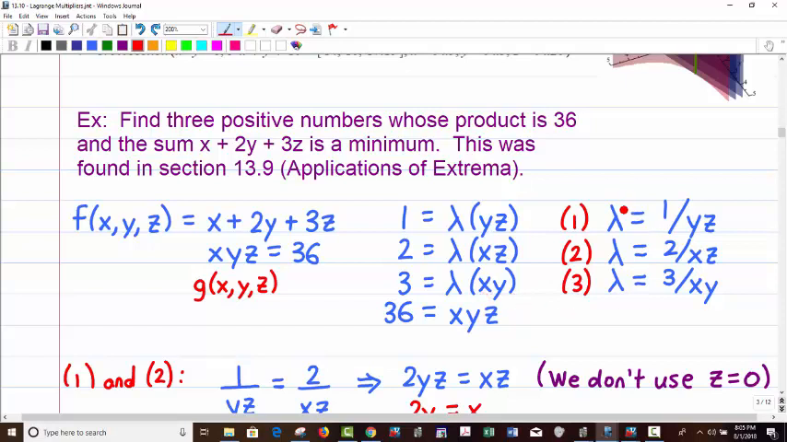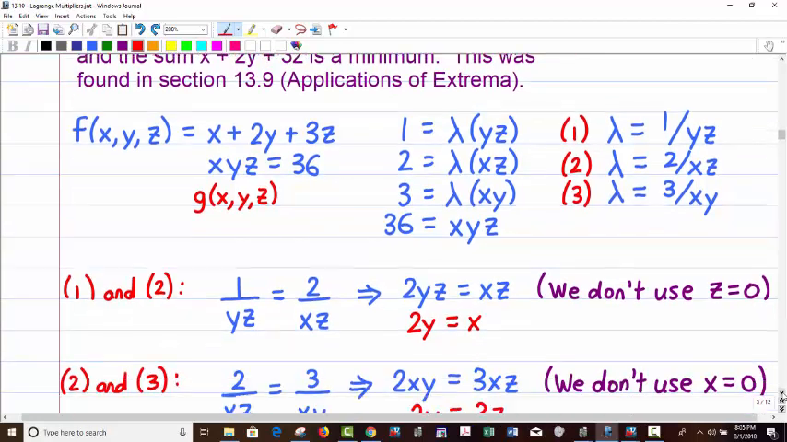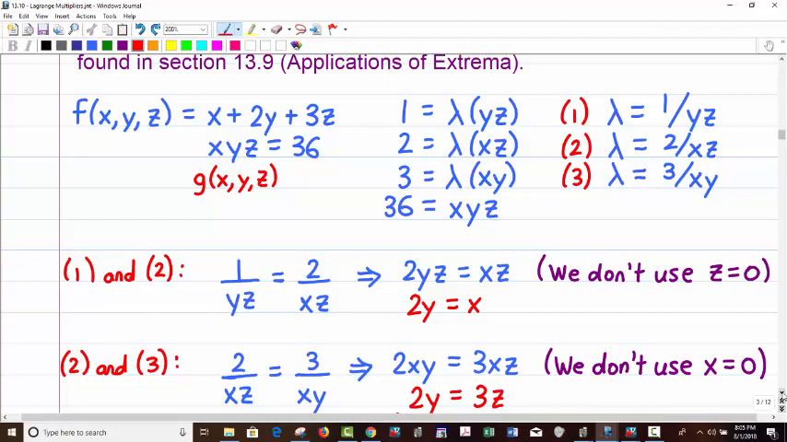So I kind of went with a lambda equal approach. And since this is similar to a couple of problems earlier, when you have three of these, the idea will be setting any two of them equal to each other. So this time I went with 1 and 2, and then 2 and 3. Like I said, you can pick any two pairs here. So I'm going to set 1 over yz equal to 2 over xz right here. Cross multiply. Divide by z, as I'm mentioning there, we don't use z equals 0. And you get 2y equals x.